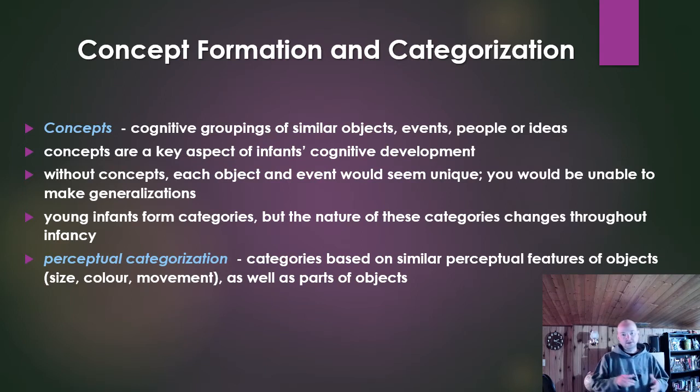Without these concepts, each object or event would seem unique. It would seem unplaceable. It wouldn't have a place on the map that it fit in this larger story that's making sense, this larger Piagetian schema. You'd be unable to make generalizations. Young infants form these categories, but the nature of these categories changes throughout infancy. Right? And we call this perceptual categorization.